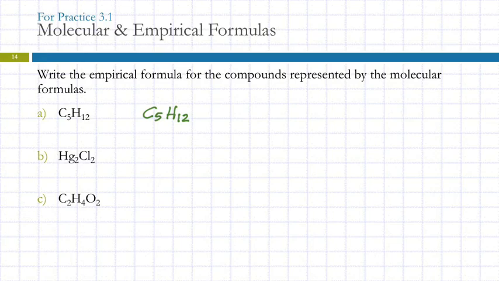That doesn't help. How about Hg2Cl2? HgCl. This is showing a ratio of 2 mercury atoms to 2 chlorine atoms. It's the same ratio as 1 to 1, right? How about C2H4O2? CH2O. That making sense?